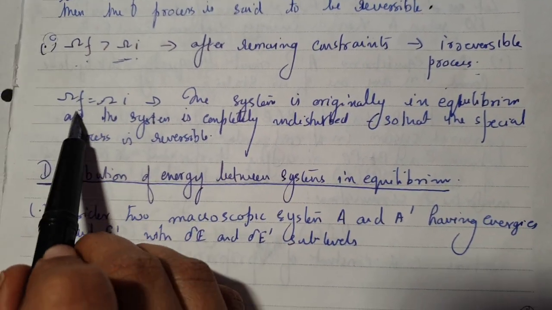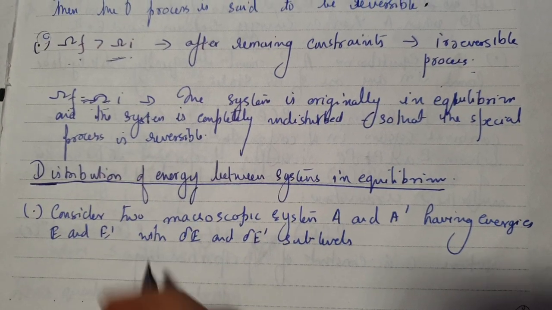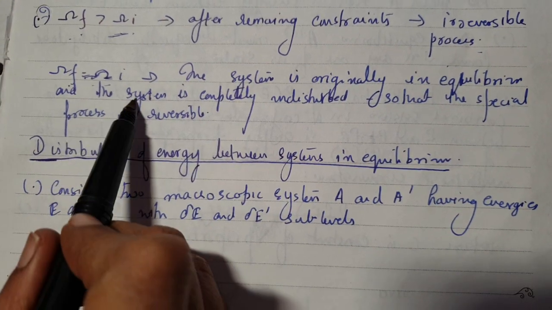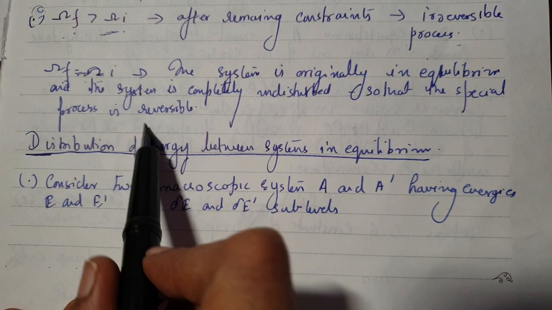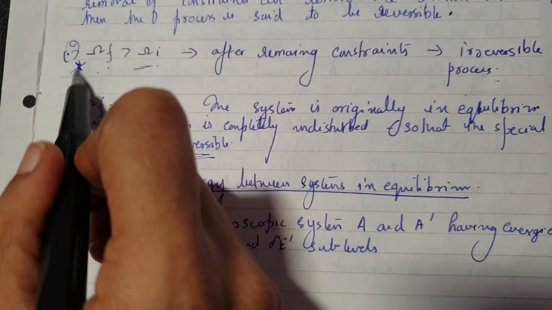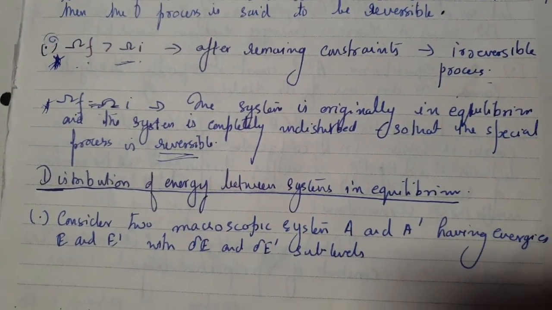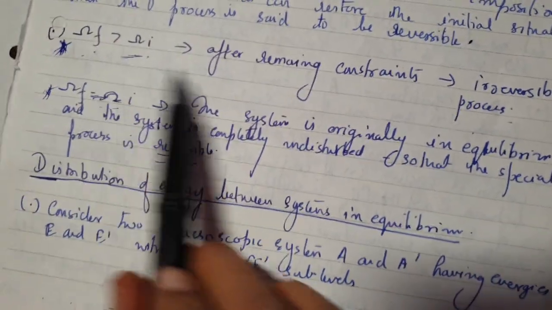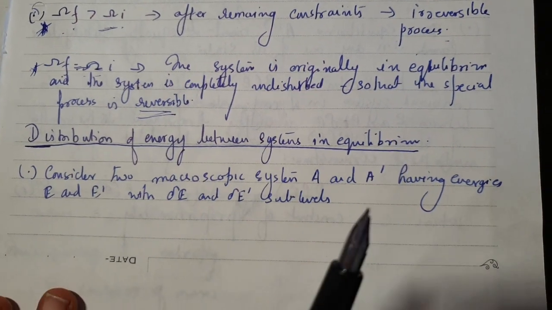But what if the number of final states is equal to the number of initial states? If you remove that partition, and the number of states accessible to the system remains the same, that means the system is already in equilibrium, and therefore the process is reversible. So these are the two conclusions. You can read through this to make it more clear. That is your irreversible and reversible process. When asked to define it, you can just define it with these two sentences.